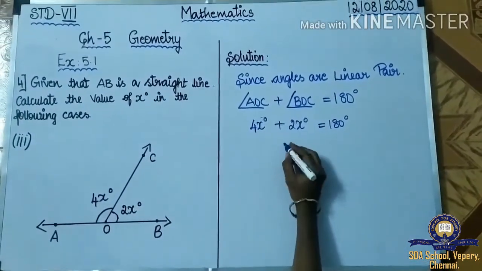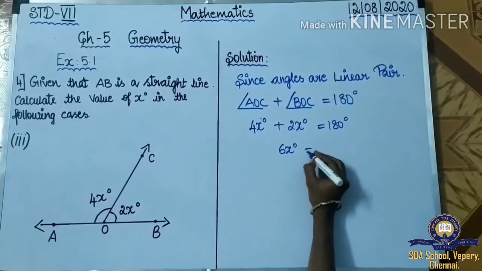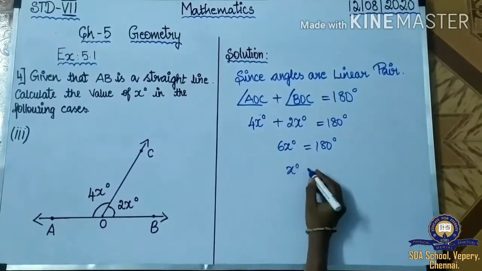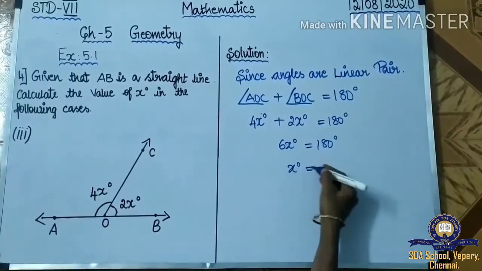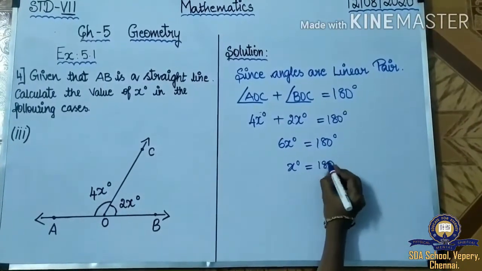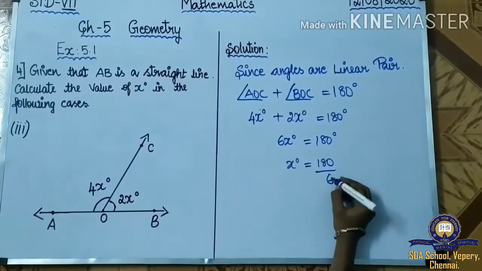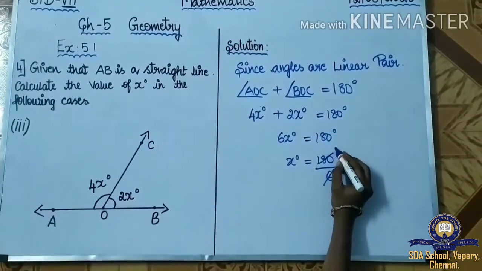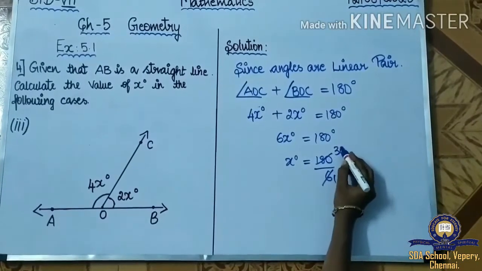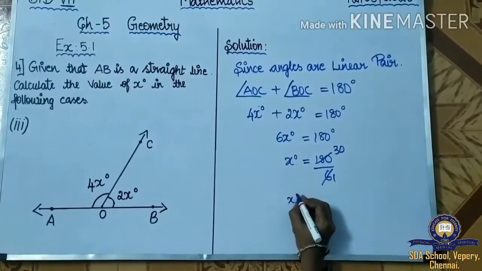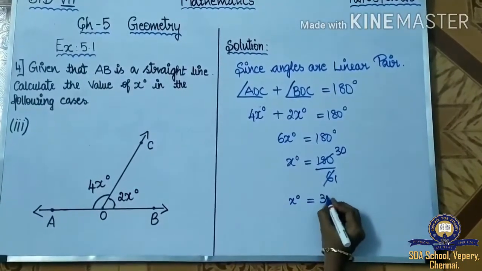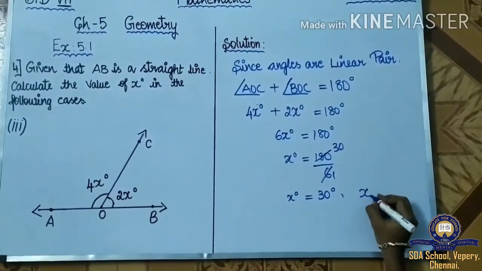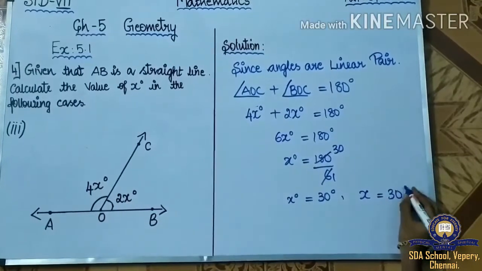When we add the two values, we will get 6x degrees equal to 180 degrees. So x degrees equal to 180 divided by 6, right? So 180 divided by 6. When we cancel, we will get 6 3s are 18. So 3, the 0 is as it is. So x degrees equal to 30 degrees. It's nothing but x equal to 30 degrees.